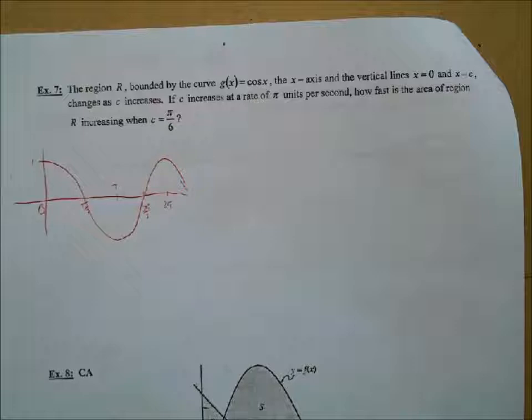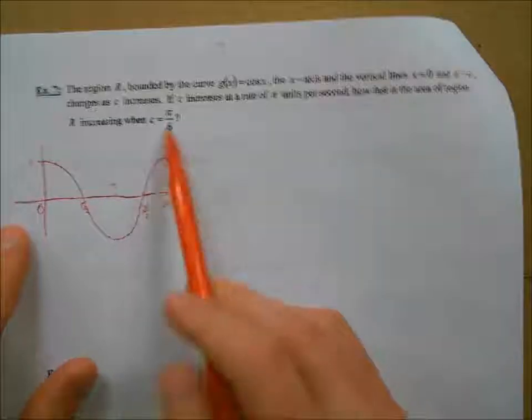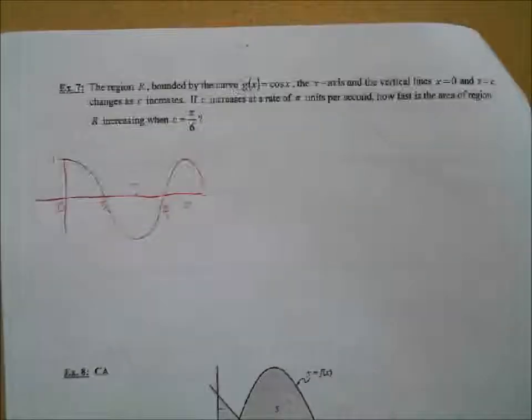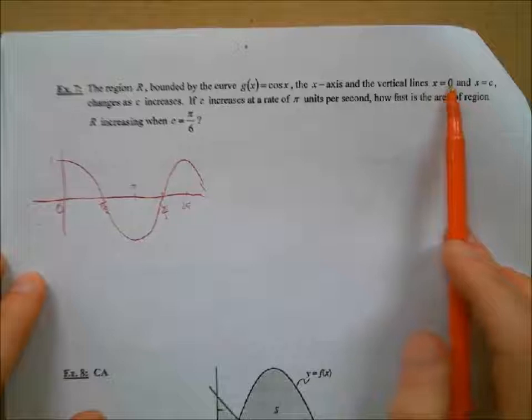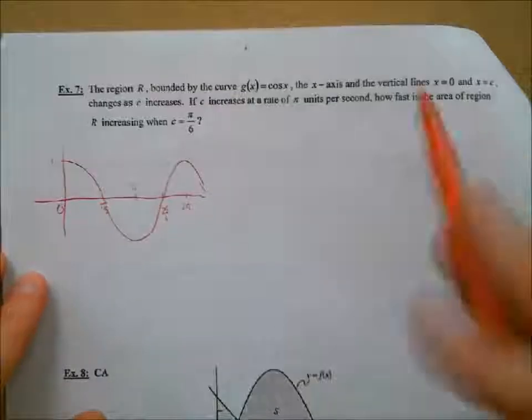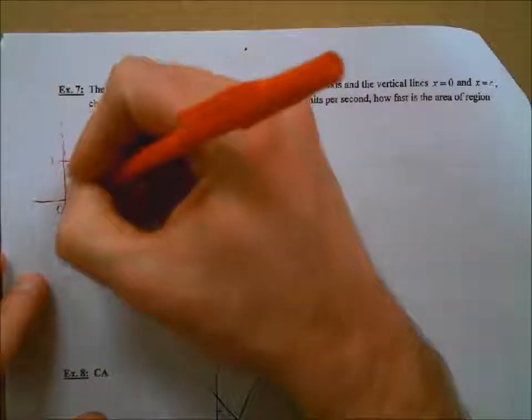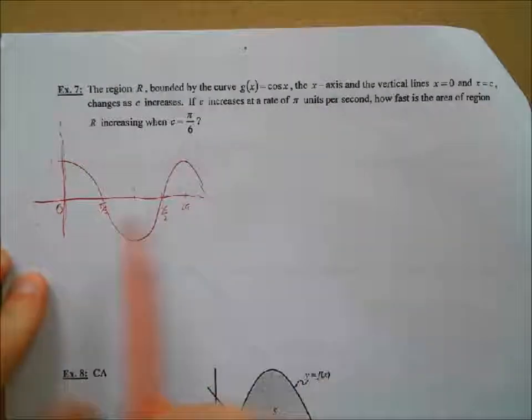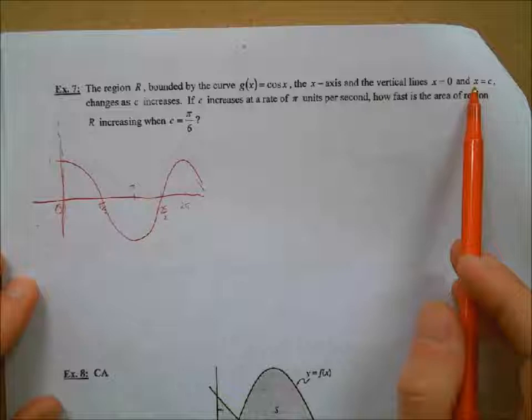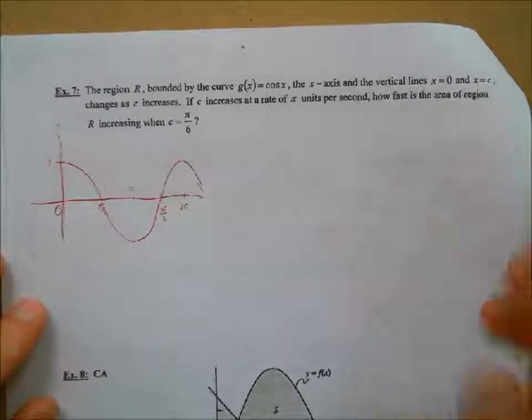Okay. So for our region here, it's a little bit tricky to nail down what that region is going to look like. While x equals 0 is one of our boundaries, the x-axis is a boundary as well, right here. But then we also have x equals c as our other boundary here.